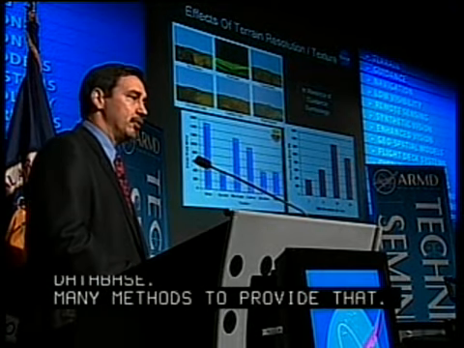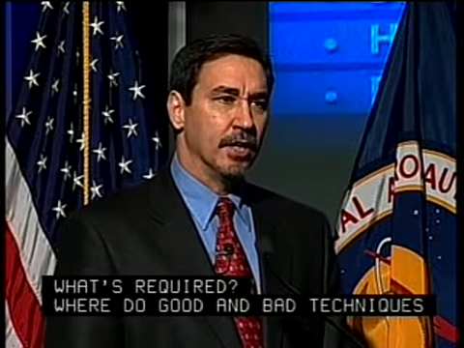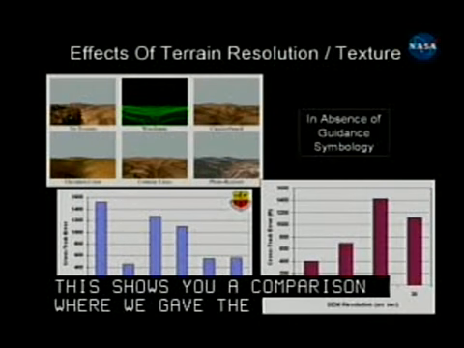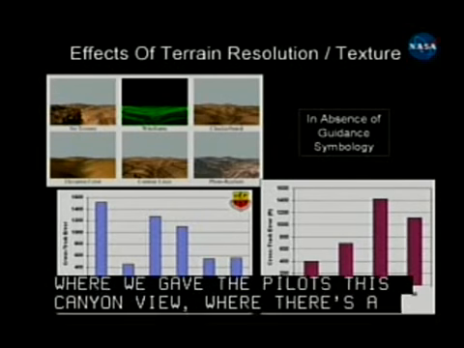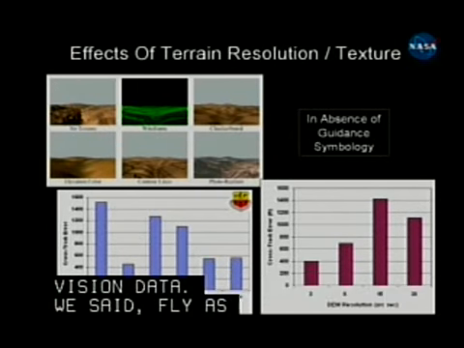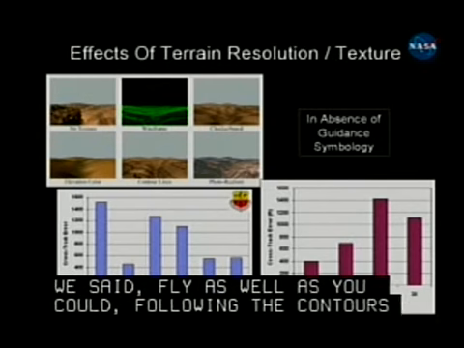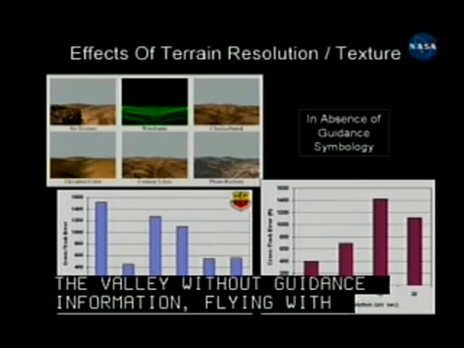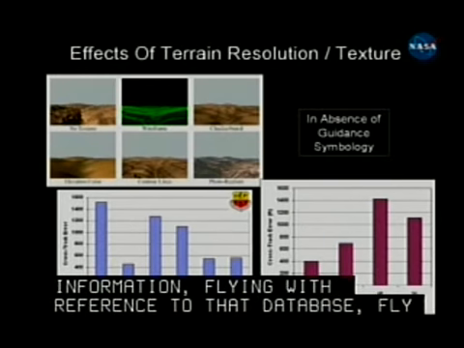So we did a series of research studies, and this is just one of them as an illustration. But this shows you a comparison where we gave the pilots this canyon view, if you will, where there's a distinct valley in the synthetic vision data. And we said fly as well as you could, following the contours of the valley, without any guidance information, so it's just flying with reference to that database. So fly as well as you could along the contours of the valley, maintaining a constant altitude. And we gave them those different presentation methods.